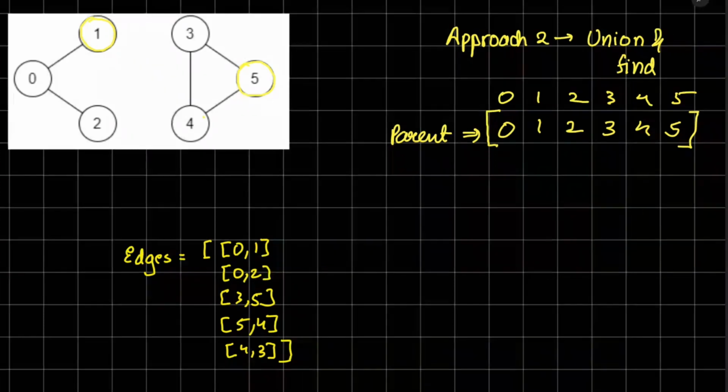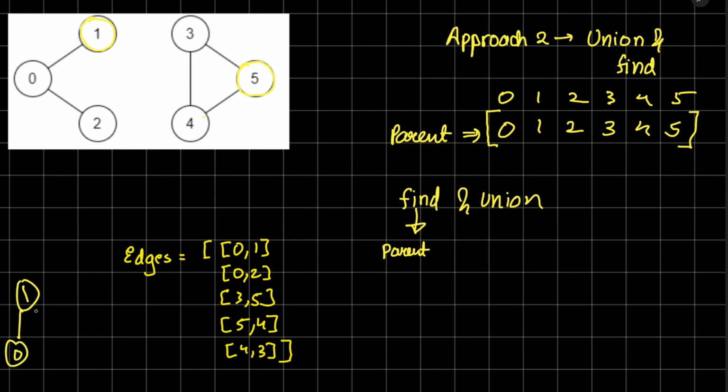Now we will have two functions here, the find function and the union function. The find function will return us the parent of any node. As we saw, we were making a set something like 1 to 0, 1 to 2. So what we are basically saying is that the parent of 0 is 1, the parent of 2 is 1, and the parent of 1 is 1 itself.